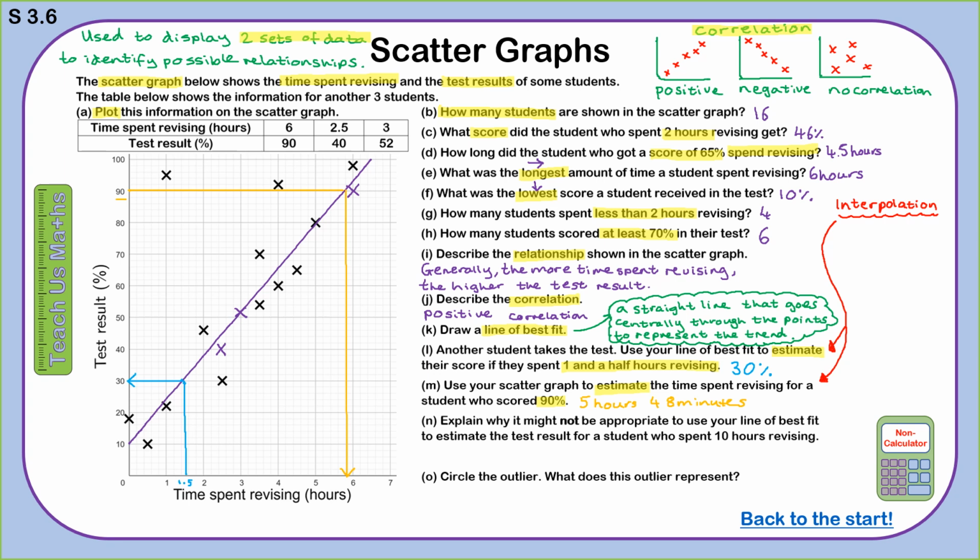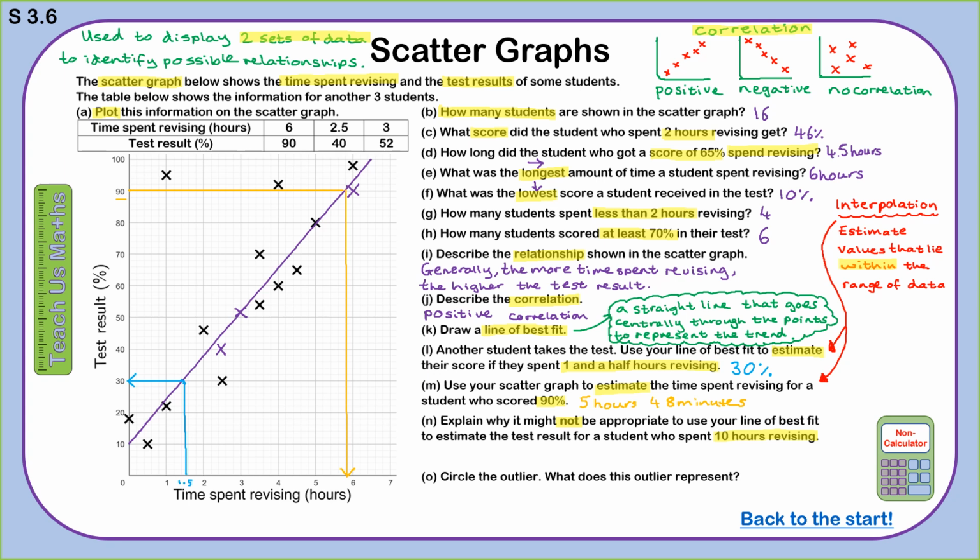Part N. Explain why it might not be appropriate to use your line of best fit to estimate the test result for a student who spent 10 hours revising? Well, if we look at our set of data, you can see that 10 hours of revision is outside of the range of our data. Remember, the longest amount of time any of the students recorded spent revising was 6 hours.